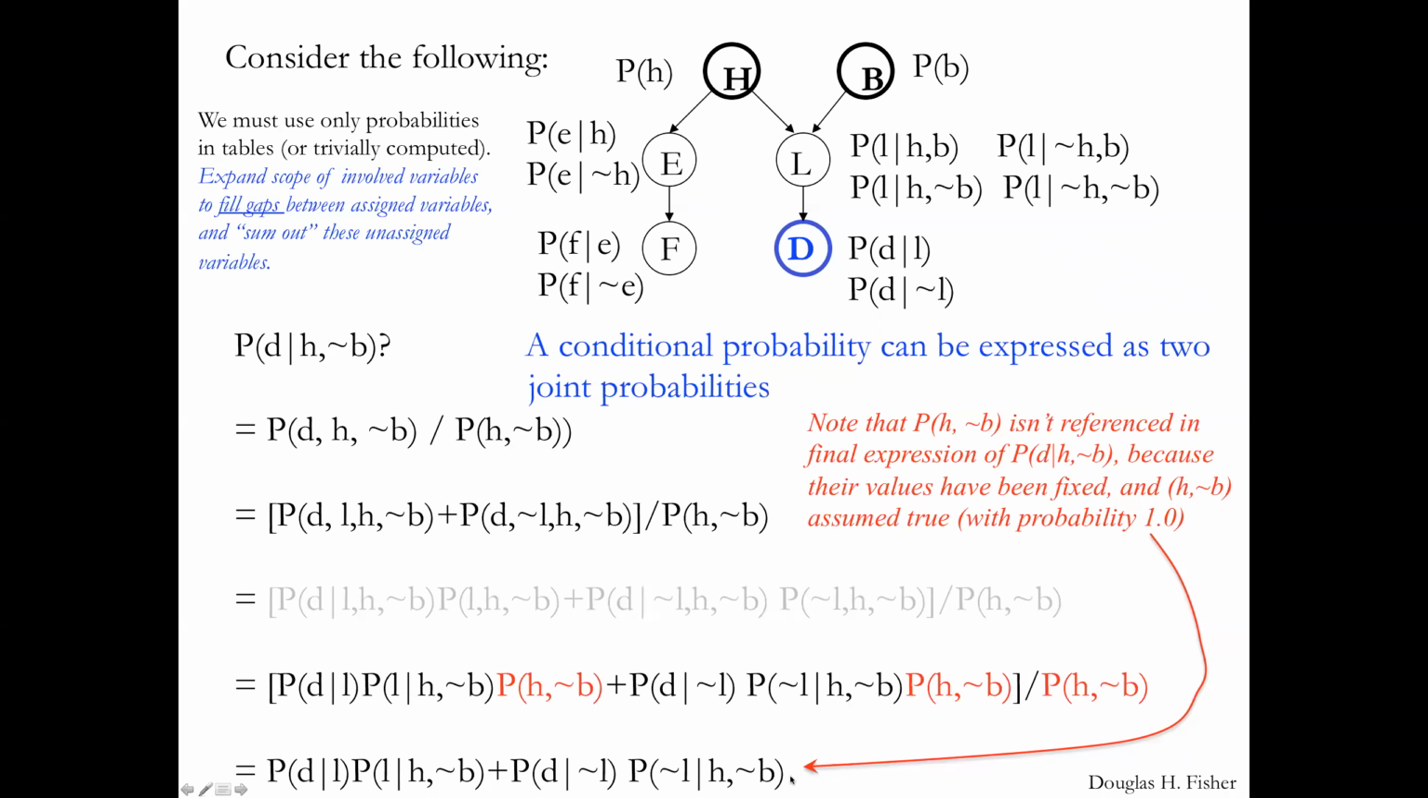And this is intuitively appealing because the probabilities of H and not B are fixed in this expression. You notice that there is no reference to the probability of H and B in this expression because they have been fixed. It's as if their probability is 1, because the values have been picked, set to a particular value down here.